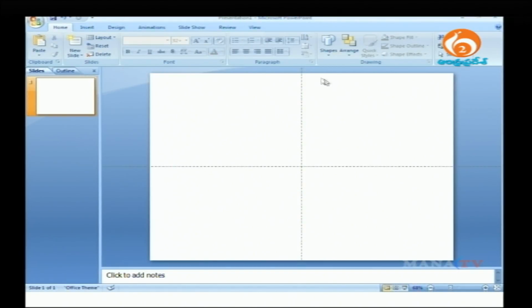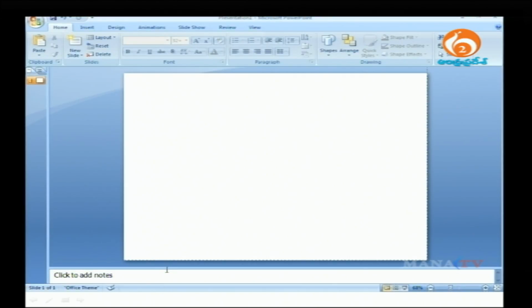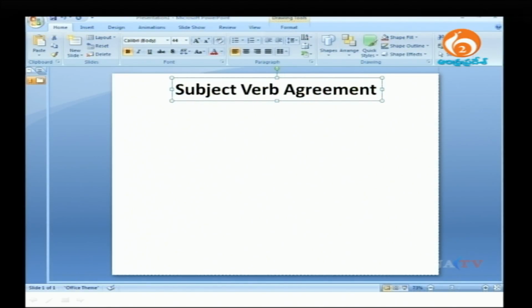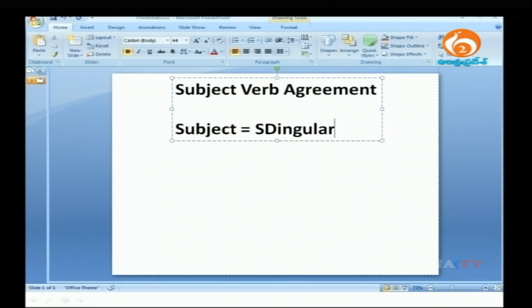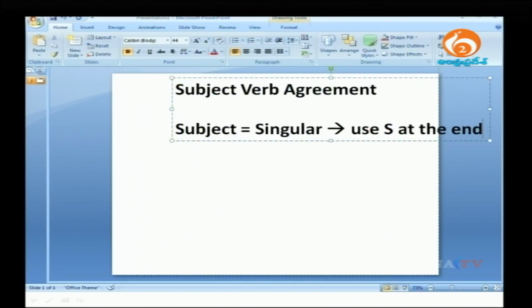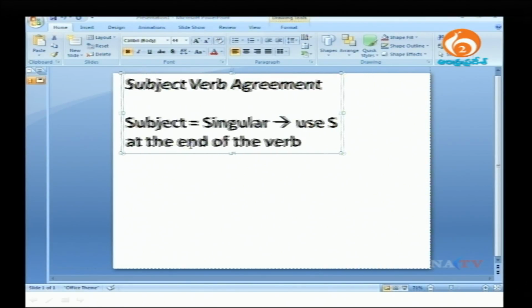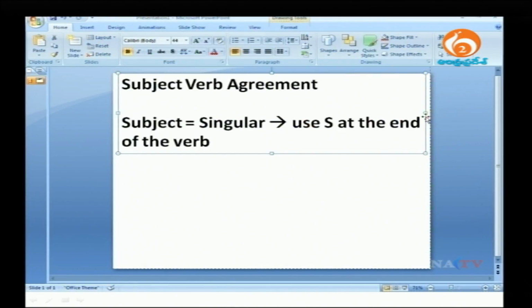Let me rearrange this so that I can type it more. So the other day we spoke about subject verb agreement. If you remember, we spoke about this subject verb agreement. What does subject verb agreement say? If the subject is singular, use S at the end of the verb. This is what we learnt. If the subject is singular, use S at the end of the verb.